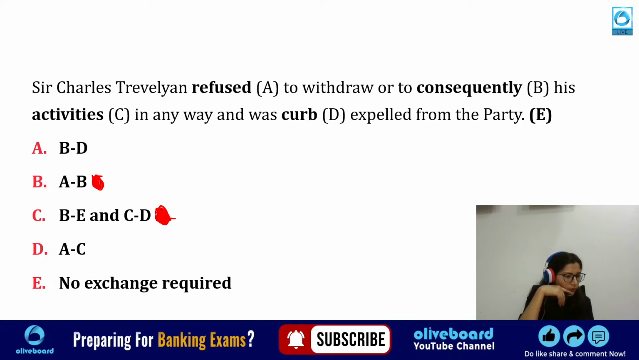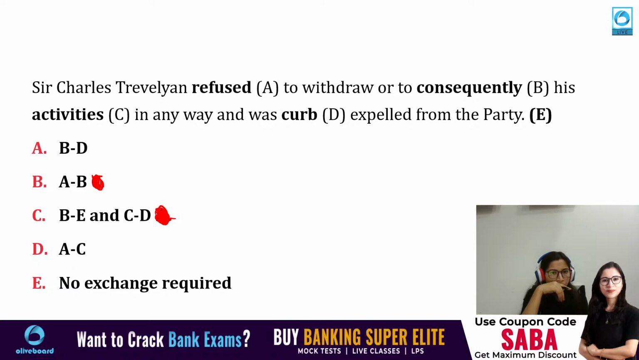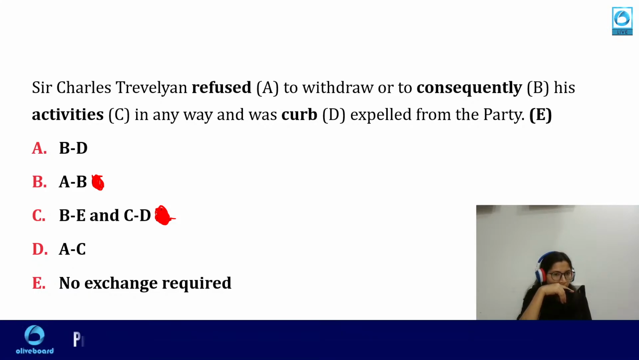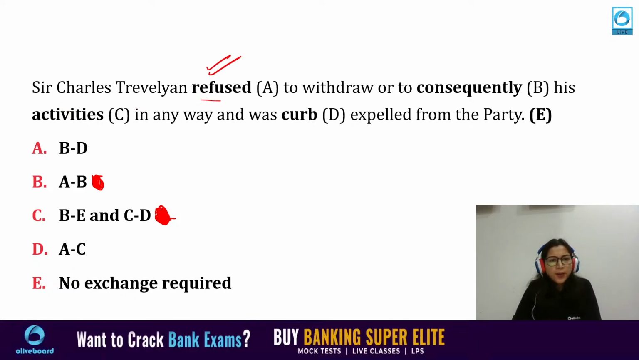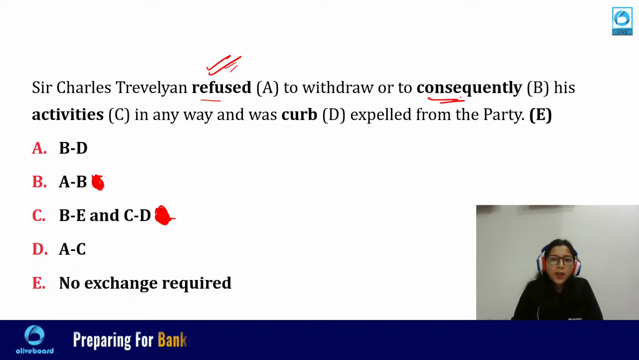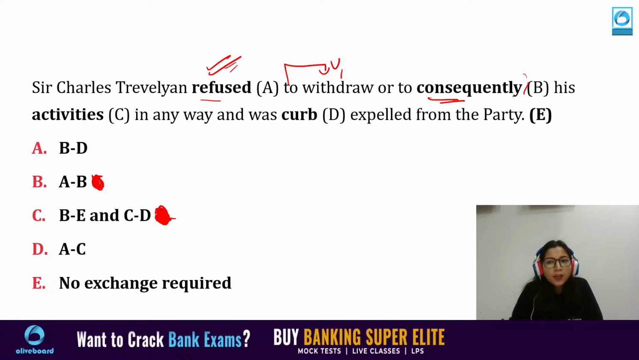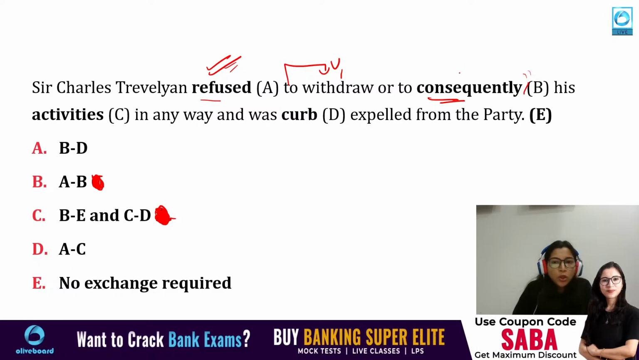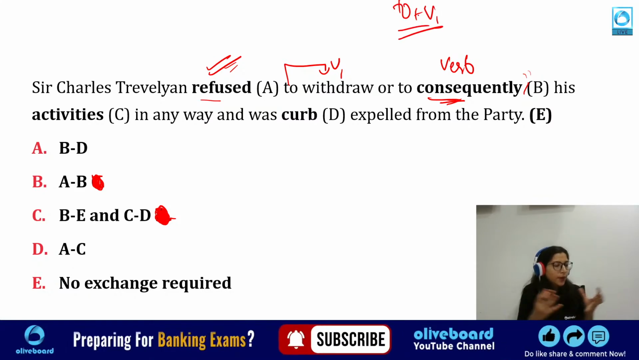Let's see BD. Naga is saying A, B, D. Everyone is saying BD. Okay, let me see, guys. Sir Charles Trevelyan refused to withdraw. This part is absolutely correct. Refused to withdraw, because after subject and verb, it is correct. To withdraw or to consequently. Now, to plus V1 we need, guys. An adverb can also be used, but after an adverb we need a verb, and the verb is not given. This can be a case of split infinitive, but here the verb is not given after consequently. So we need a verb here. Again, to plus V1 infinitive. I hope you are able to connect the grammar here.